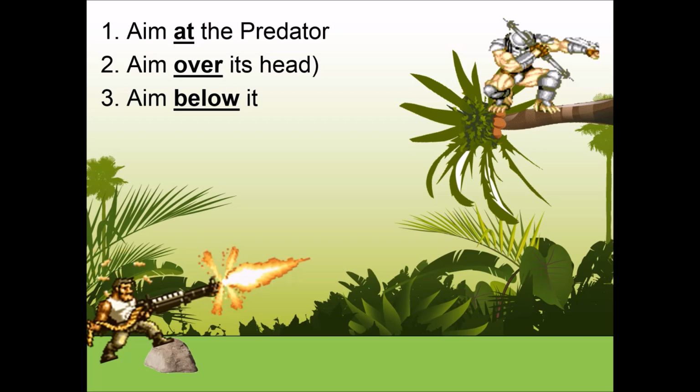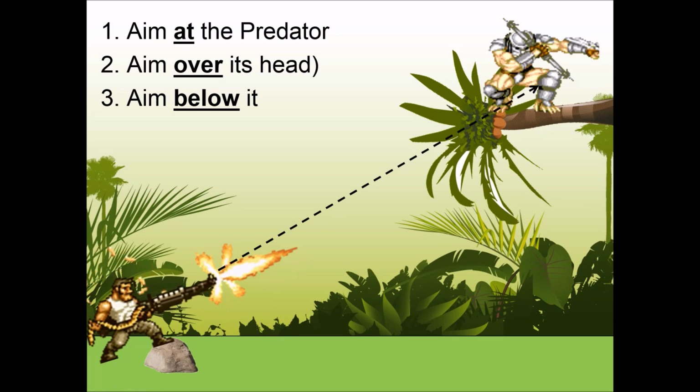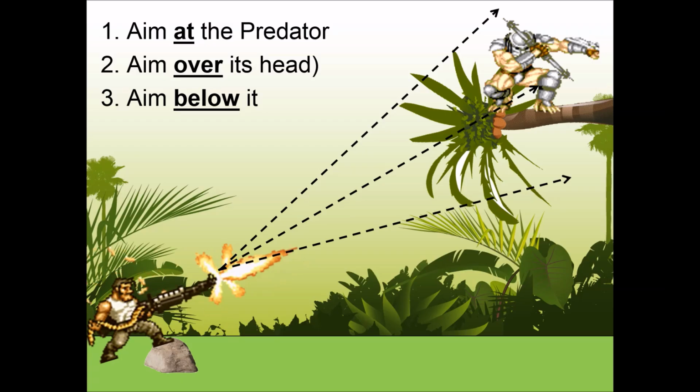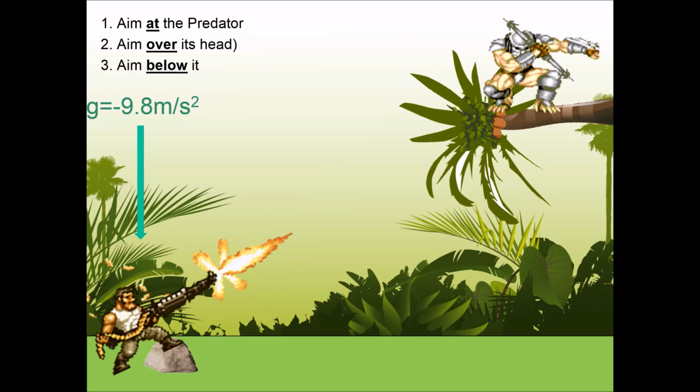So let's analyze our situation a little bit. The predator is over here in a tree. He's down here with his foot on a rock, attempting to fire at it. Should he aim that way, straight at it, over it, or under it? Well, remember, what do we have to work with? Always look at what you have to work with. And he has a gravitational attraction to the Earth of 9.8 meters per second squared that's going to act on his bullet.